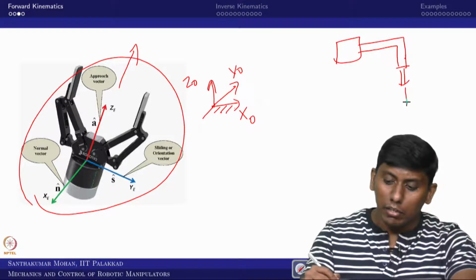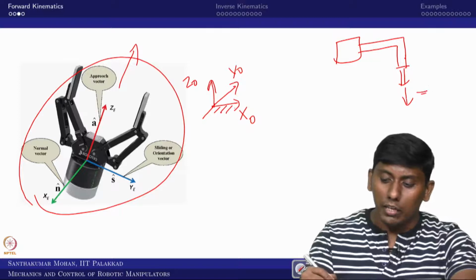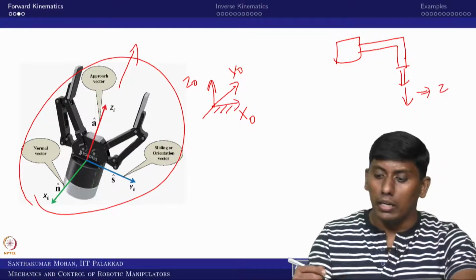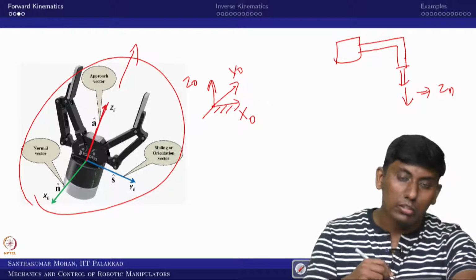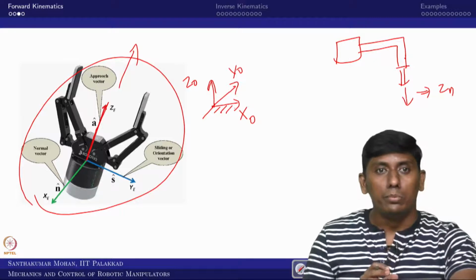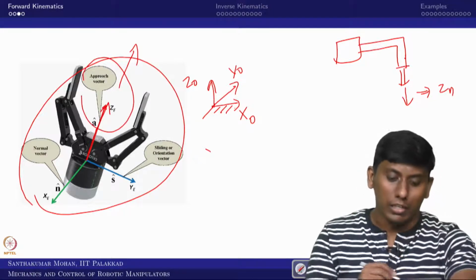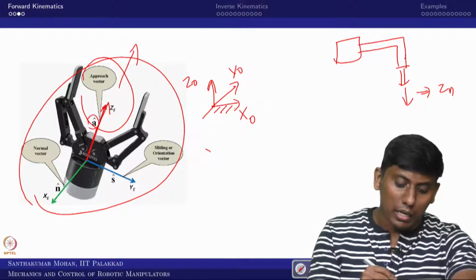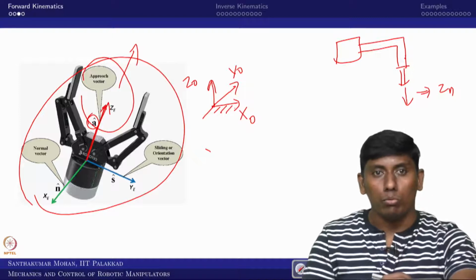So what is the direction of this approaching towards? This is the direction, I can fix it as a joint. This is the z axis. You can see this is the approach direction, approaching the object. So this is the z axis, and we call the corresponding unit vector the approach vector.